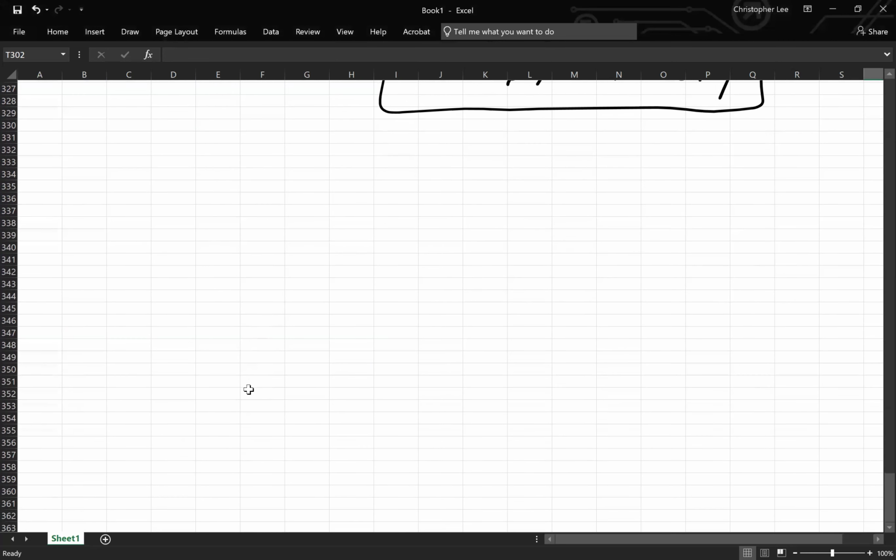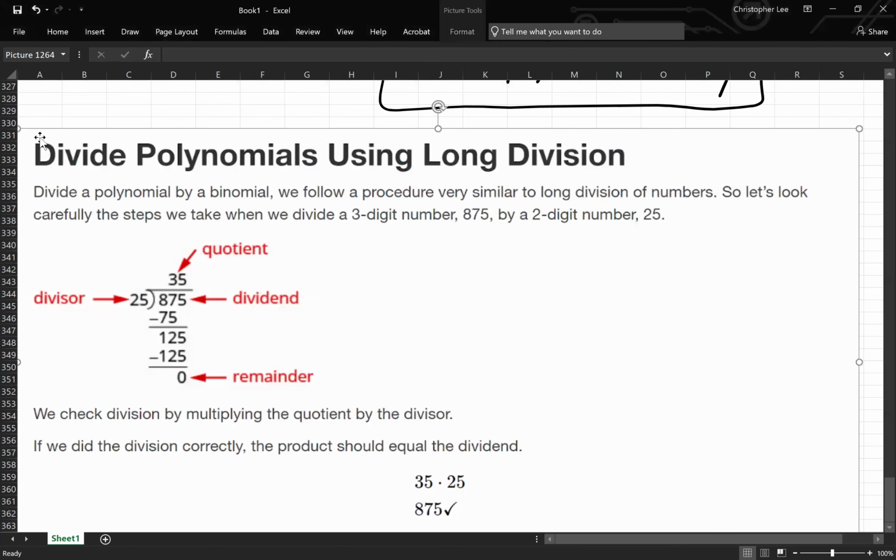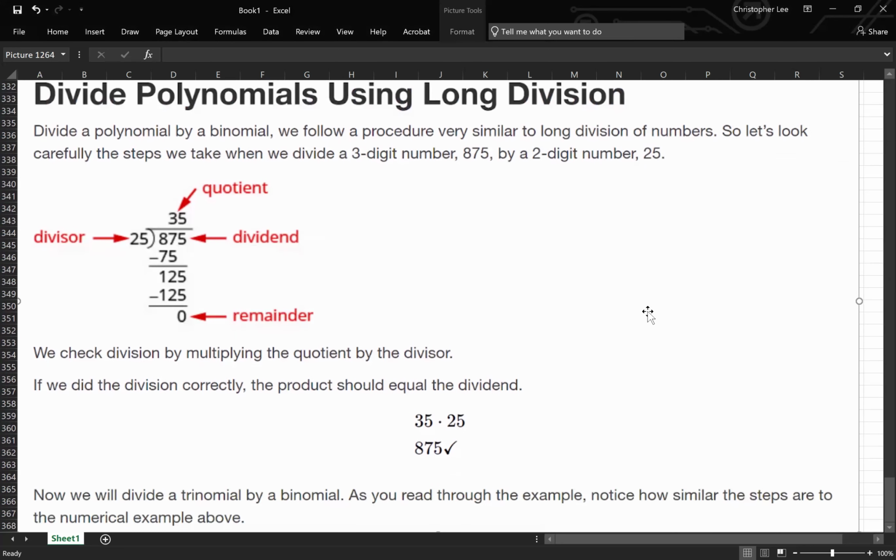So next, I want to talk about dividing polynomials using long division. So you divide a polynomial by a binomial, right? We follow a procedure very similar to the long division of numbers. So let's look carefully at the steps we take when we divide a 3-digit number, 875, by a 2-digit number, 25, right? So right here, 25 is our divisor, right? Our dividend is going to be the 875, right? And our quotient is our answer that we're looking for, right? Remainder is what remains at the end.